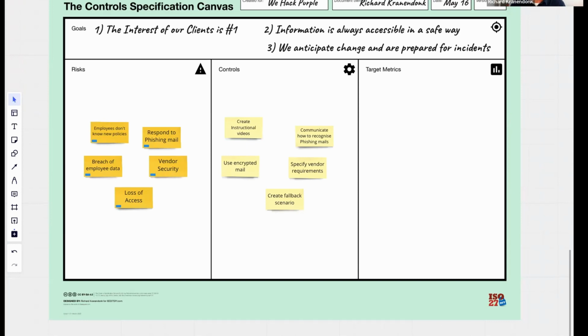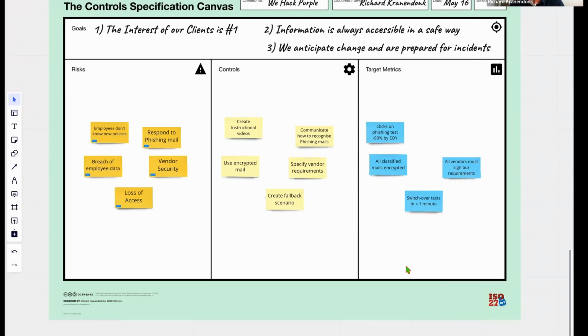So if we have the fallback scenario for the move to SSO, we are going to need switch over tests, and we want them to be successful in less than a minute. If we say a control is to use encrypted mail, we will need to establish that all classified mails, all mails with employee data are actually encrypted, so we can measure that. To establish the effectiveness of the instructional videos, we will have phishing tests, and we need the clicks on that to actually be 10% of what they used to be.